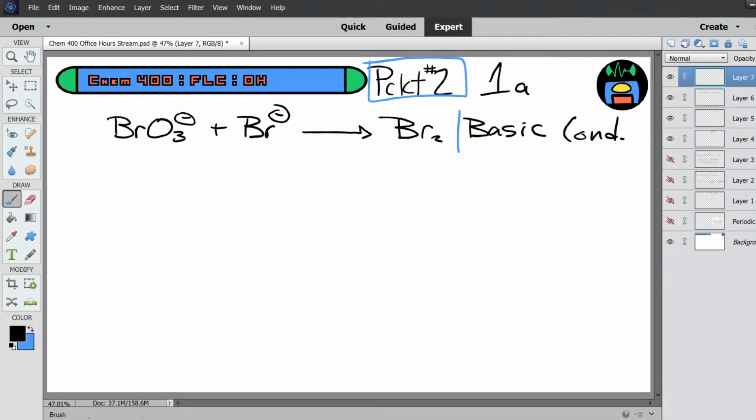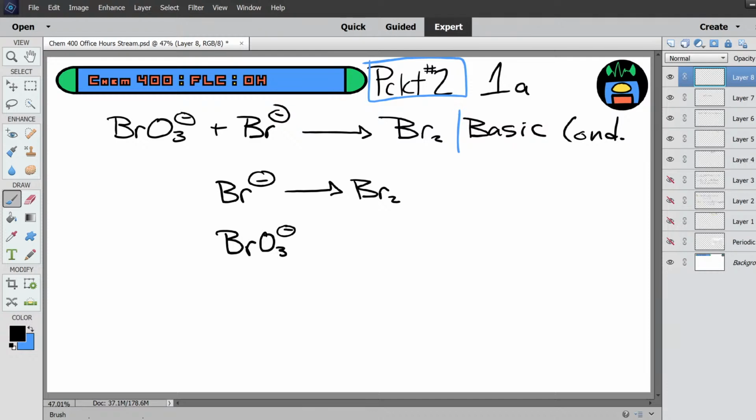So the two half reactions that we need to balance are the reaction of bromide going to bromine and the reaction of bromate going to bromine. So these are the two half reactions we have to balance. If you're wondering, how does that even work? The answer is, you'll notice that there are two bromine atoms in a molecule of bromine, and one comes from here and one comes from here.